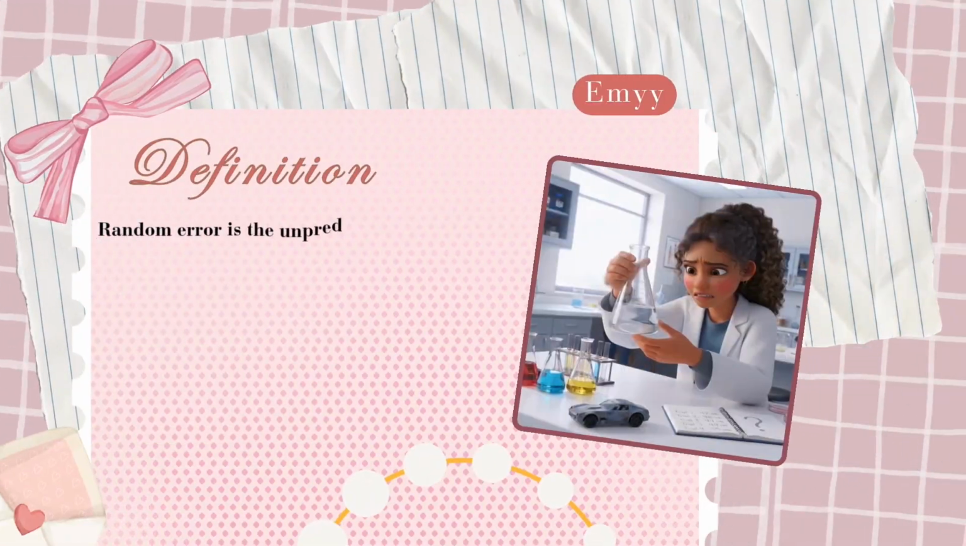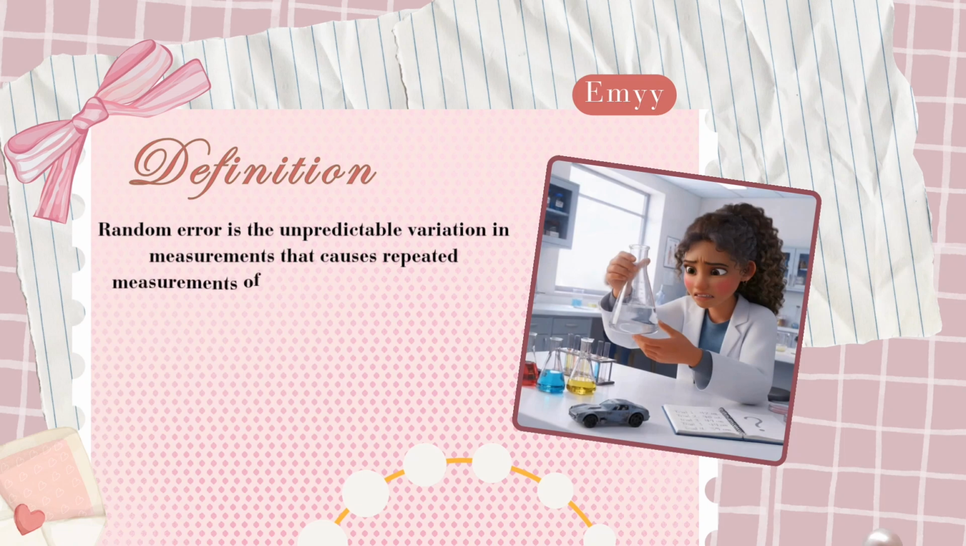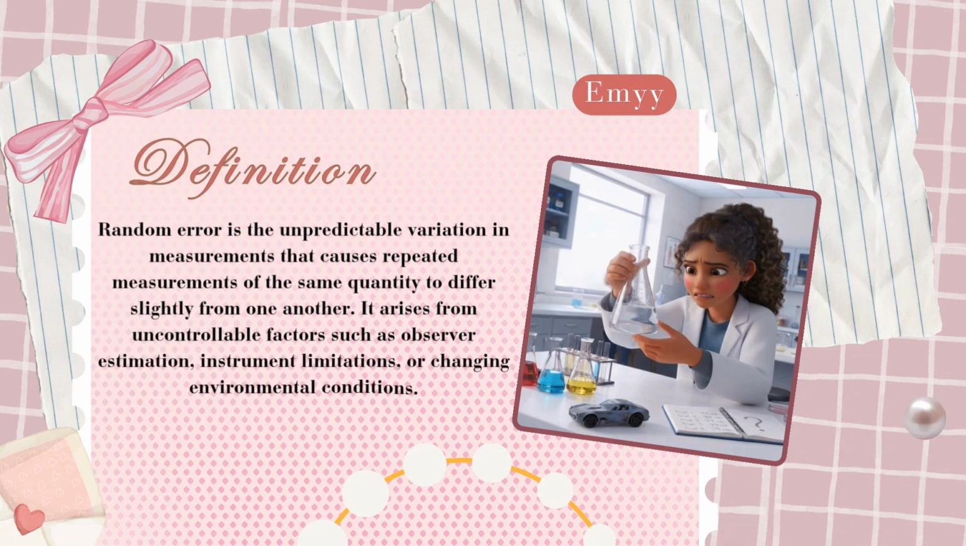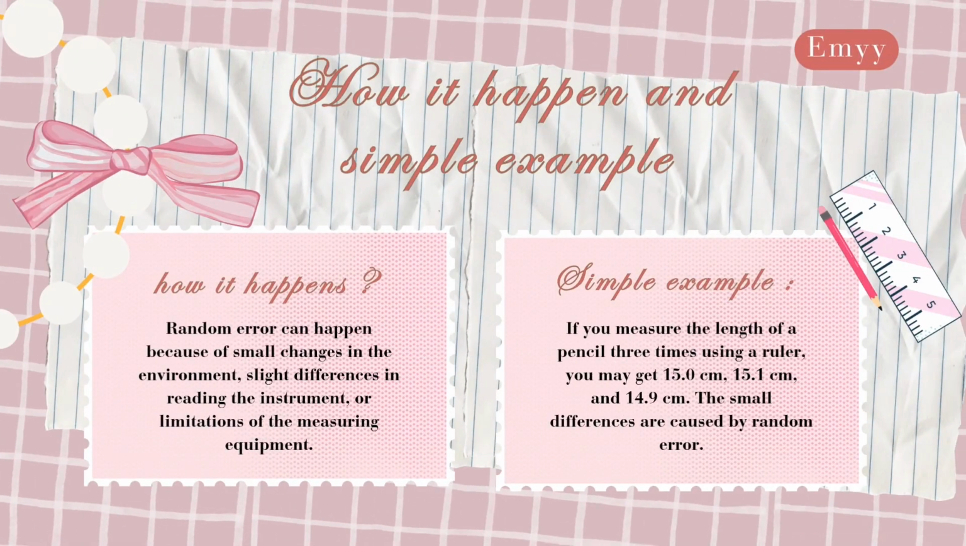Let's look at the definition in more detail. Scientifically speaking, a random error is the unpredictable variation in measurements that causes repeated measurements of the same quantity to differ slightly from one another. It typically arises from uncontrollable factors, such as observer estimation, instrument limitations, or changing environmental conditions during measurement. Random error happens when there are small changes during measurement.